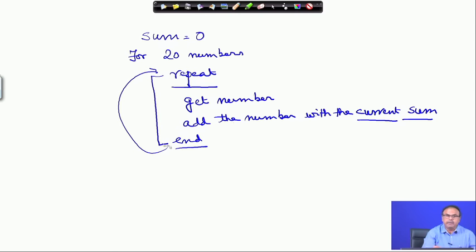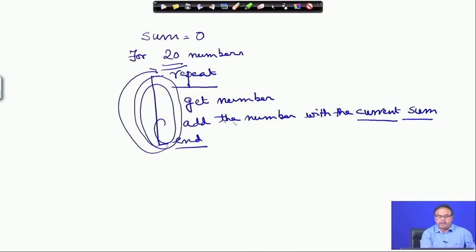How many times I am repeating this part? 20 times, because for 20 numbers I am getting the number, adding the number, getting the number, adding the number, and I am keeping that number in sum. So, ultimately I do it 20 times and then this part is finished. Then what I have to do? So, this was step 1, this was step 2, this was step 3.